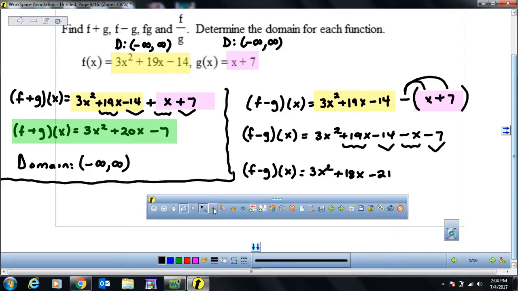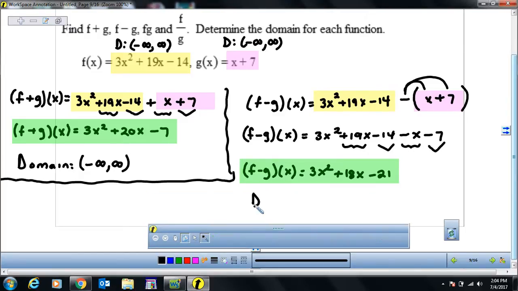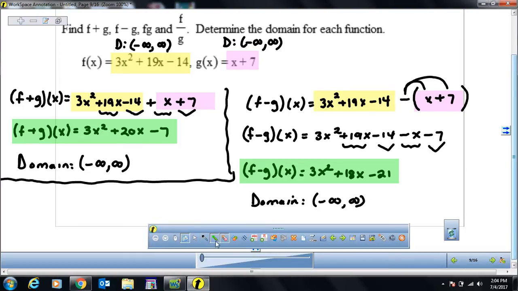So the function f minus g is going to be equal to 3x squared plus 18x minus 21. And according to what we said before, since the domain of f and g are both negative infinity to infinity, the domain of f minus g is also negative infinity to positive infinity. And that concludes f minus g.